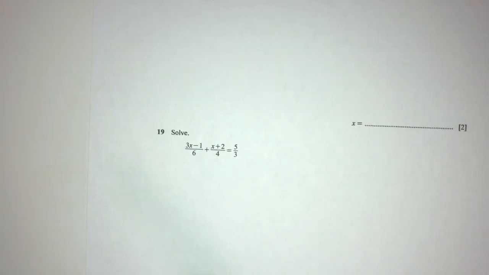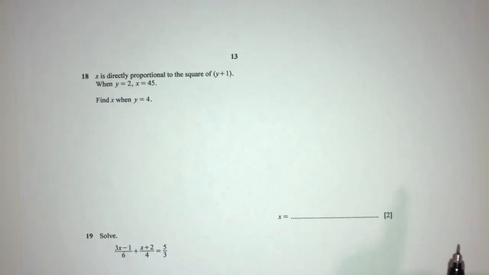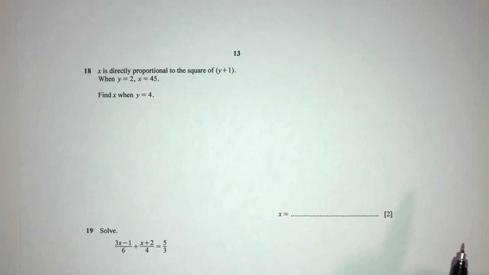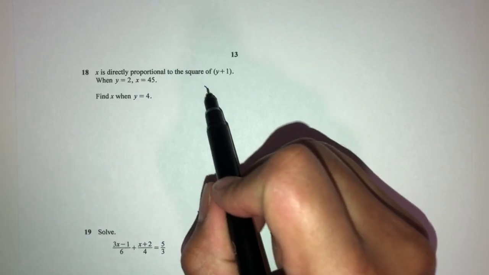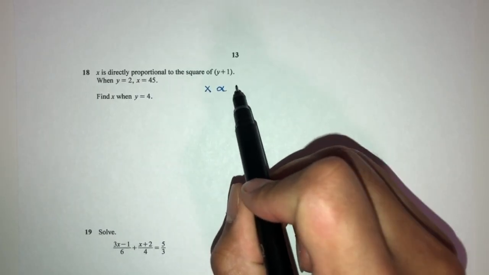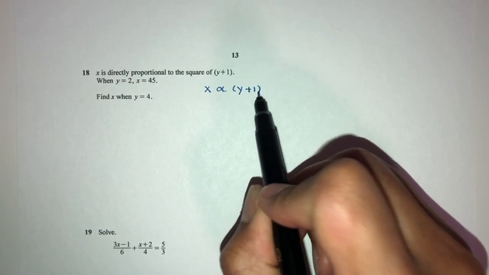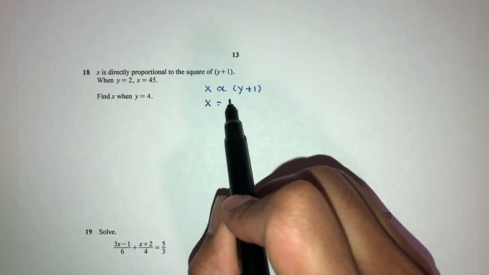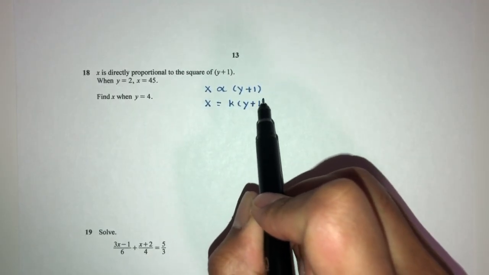This is question number 19. This is 18. Let's move on. So here we have x is directly proportional to the square of y plus 1. So we can rewrite this as x equals k times (y plus 1) squared.